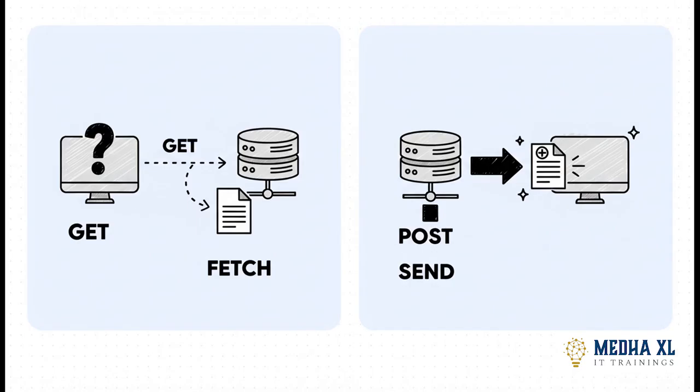Let's focus on the two most common methods you'll use all the time. A GET request is basically you asking a server, hey, can you get me some information? A POST request, on the other hand, is you telling the server, hey, please take this new information and post it to your records. So one fetches and the other creates.